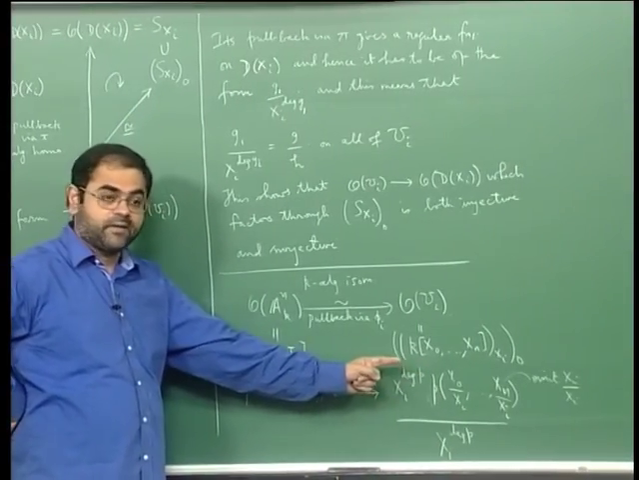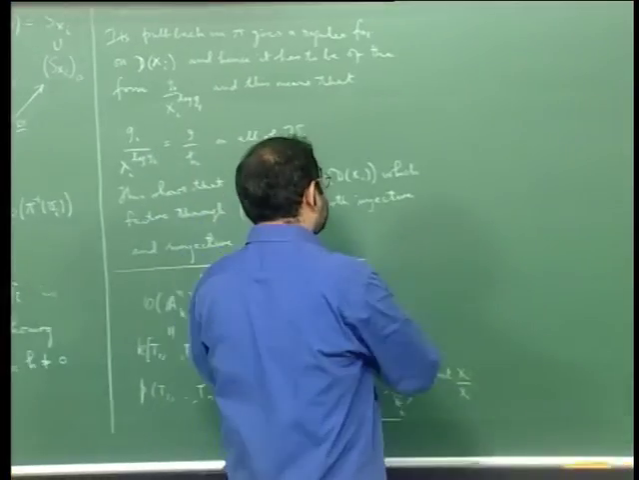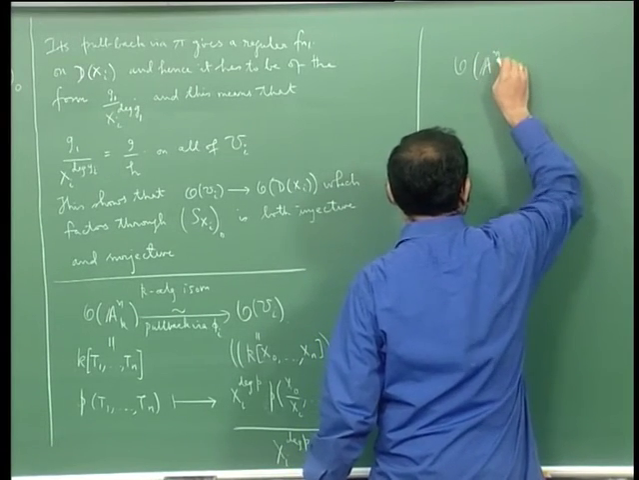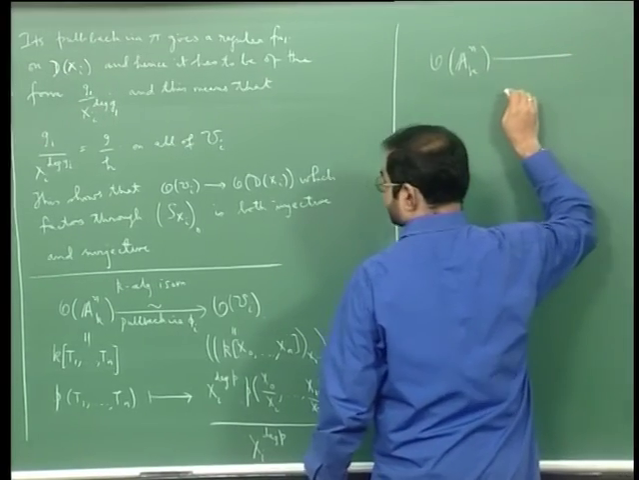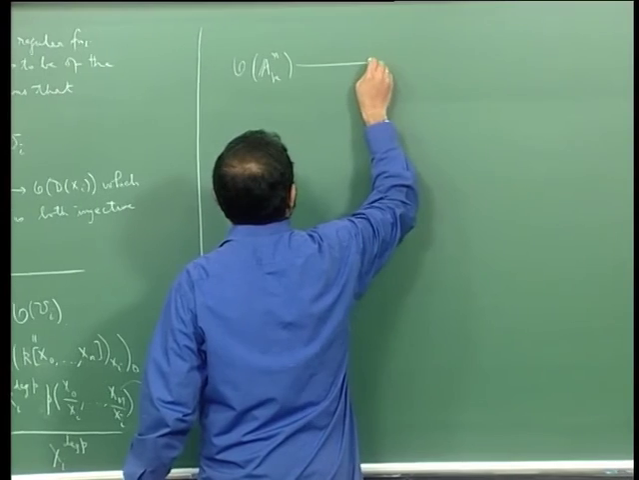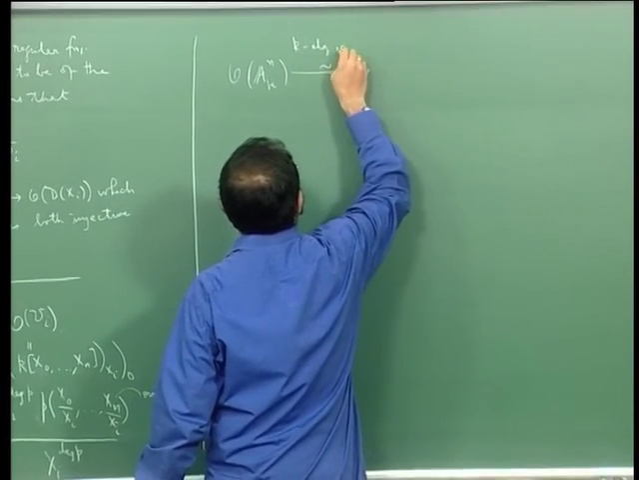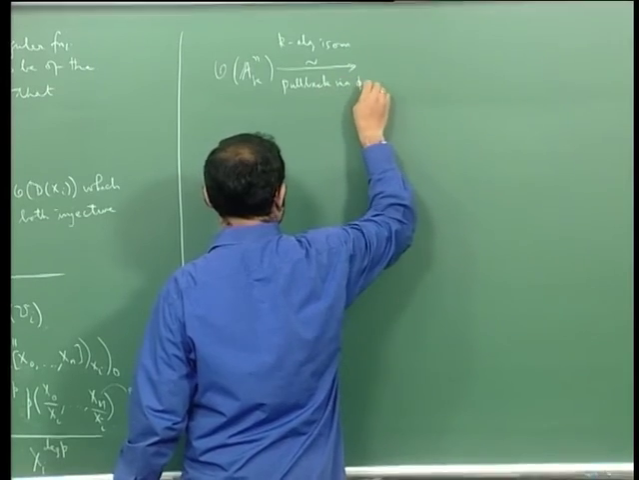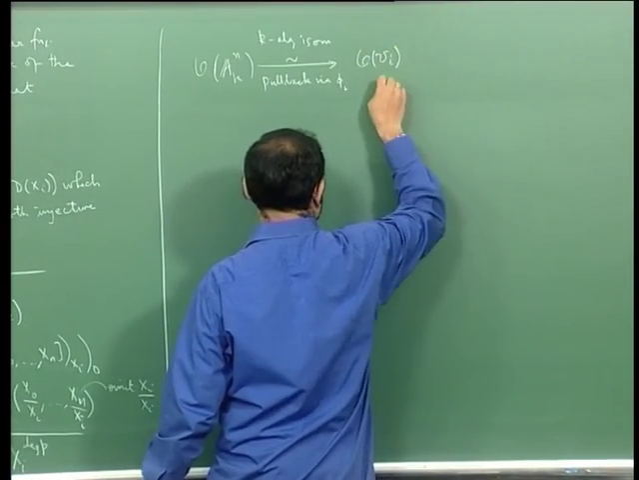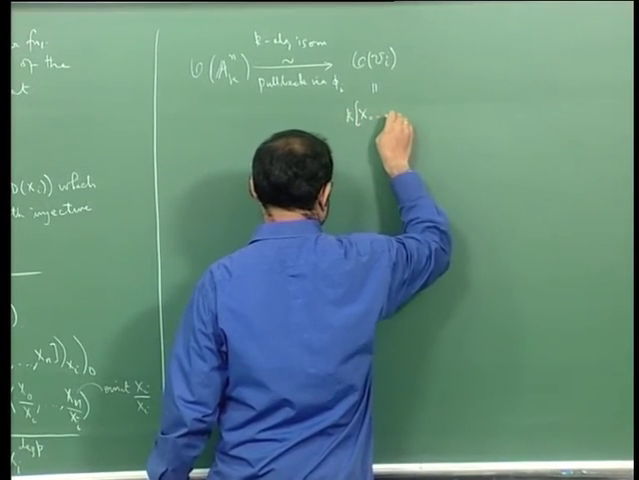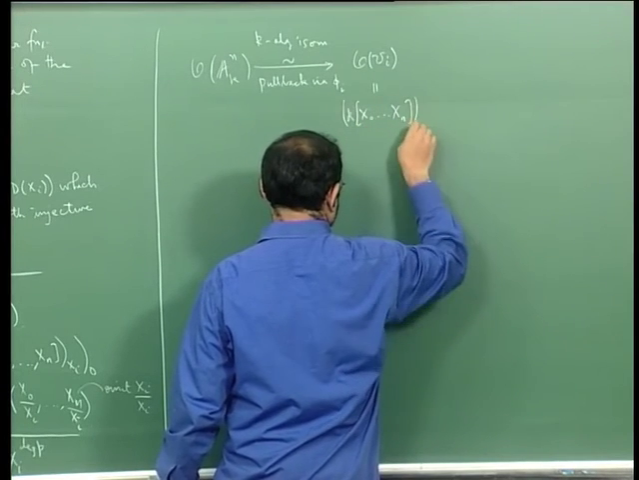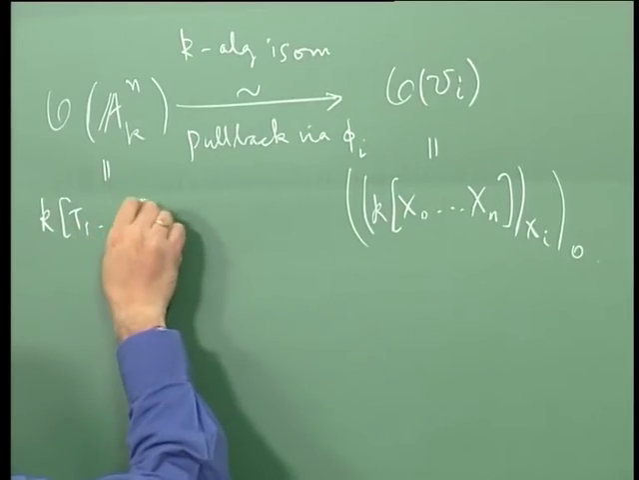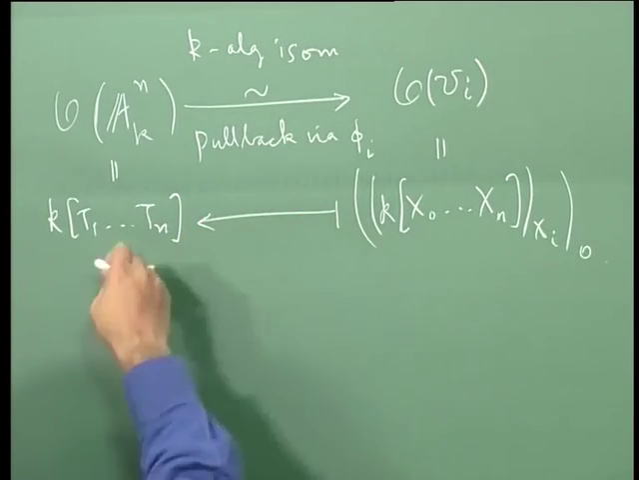You can explicitly write this map. And what is the map in the other direction? The map in the other direction is pretty simple, that is also very easy to write. So let us write that down. That is just dehomogenization. So this is pullback via PI. So let me write that: k[x0 etc xn] localized at xi, take the degree 0 part, and here this is k[t1 etc tn]. You have this. So what is the map in this direction?